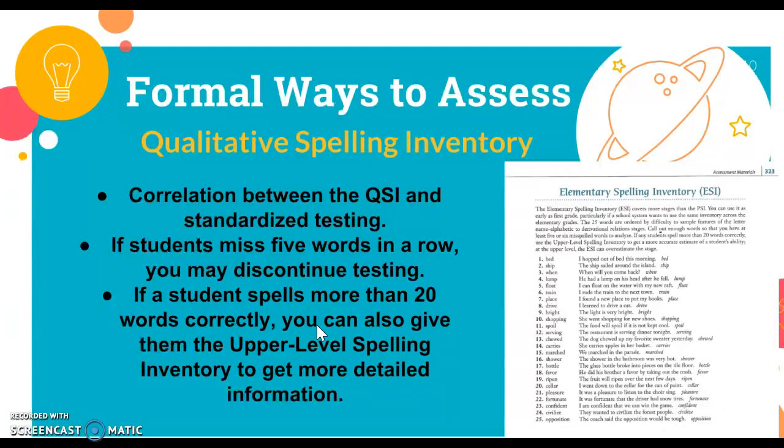If a student spells more than 20 words correctly on this assessment, then you could also give them the upper level spelling inventory to get more detailed information. That part is up to you. That part is not required from a district standpoint. The only requirement is the elementary spelling inventory.